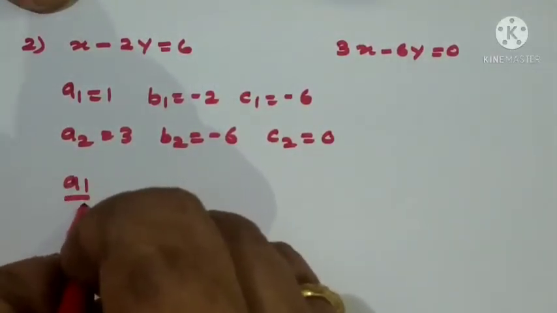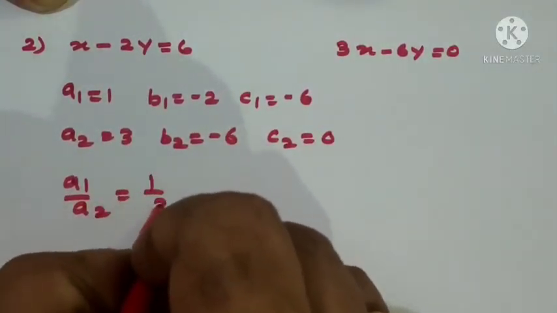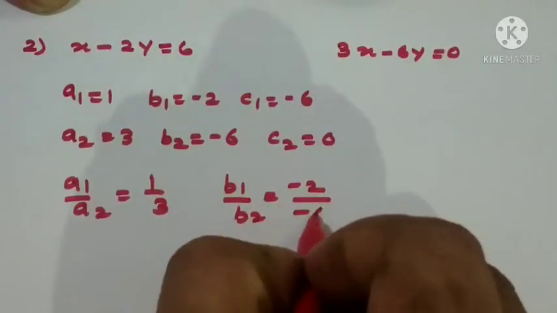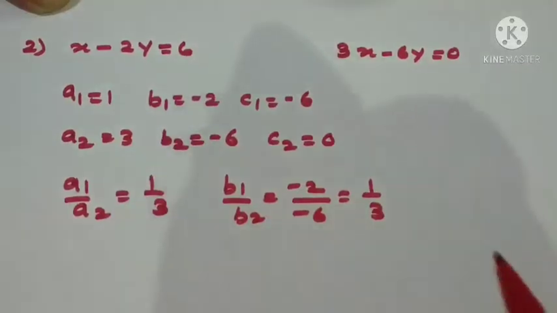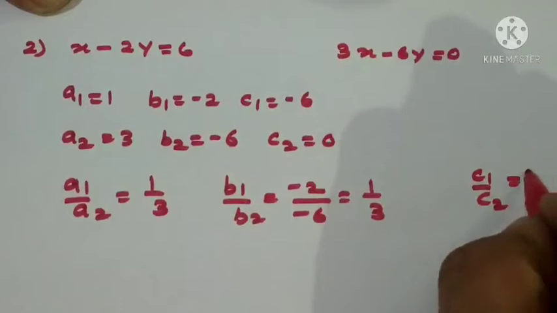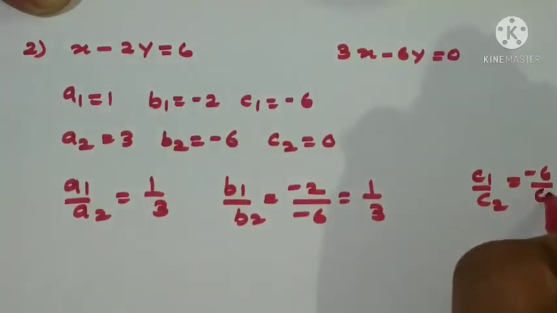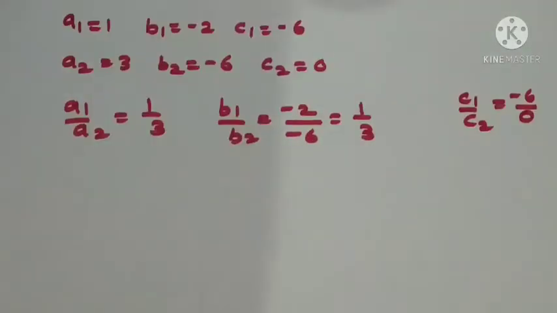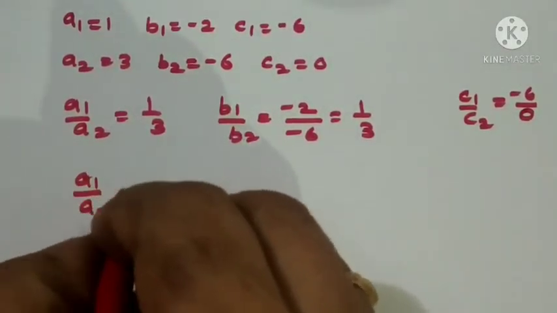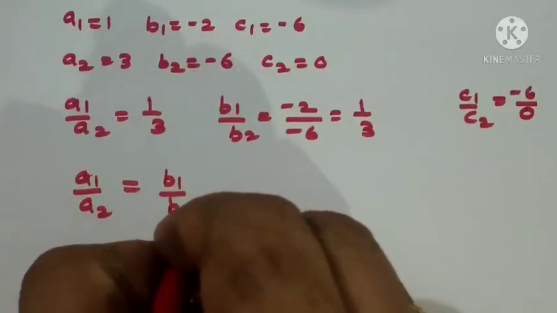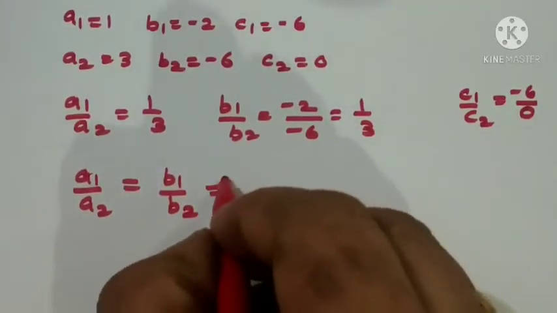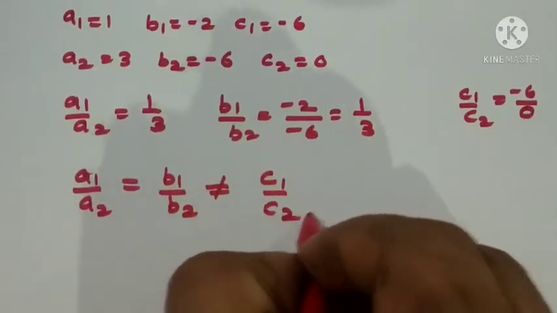So a1 by a2 equal to 1 by 3, and b1 by b2 equal to minus 2 divided by minus 6, which is equal to 1 by 3. So what is the next one? c1 by c2 equal to minus 6 by 0 will come. According to the rule, a1 by a2 equal to b1 by b2, because both are equal to 1 by 3 only, then the c1 by c2 should be checked. Anyhow we know that it is not equal to c1 by c2.